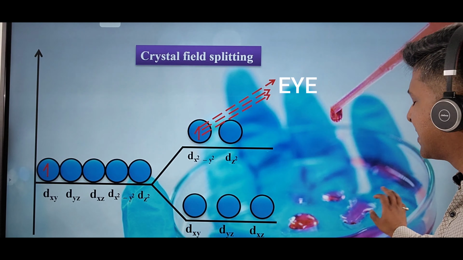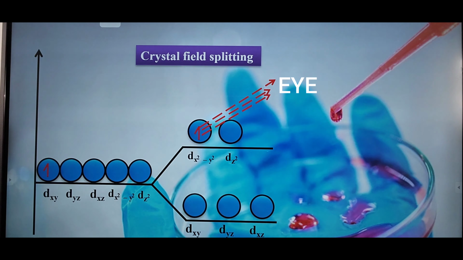Okay, so that's how these elements are able to show different colors.